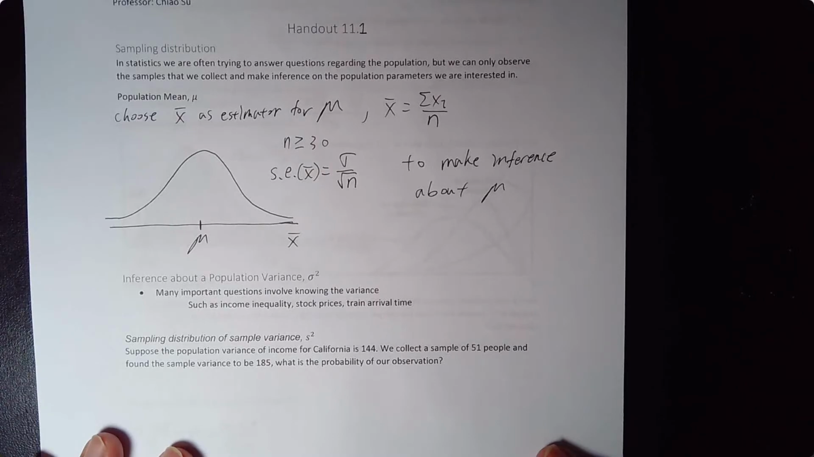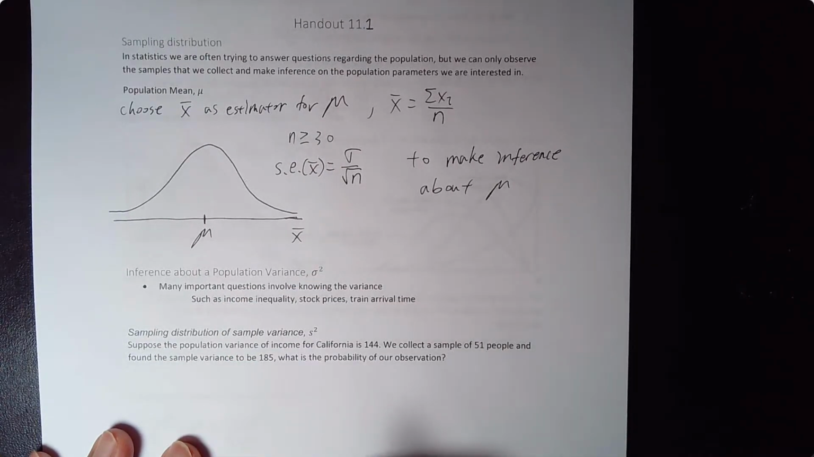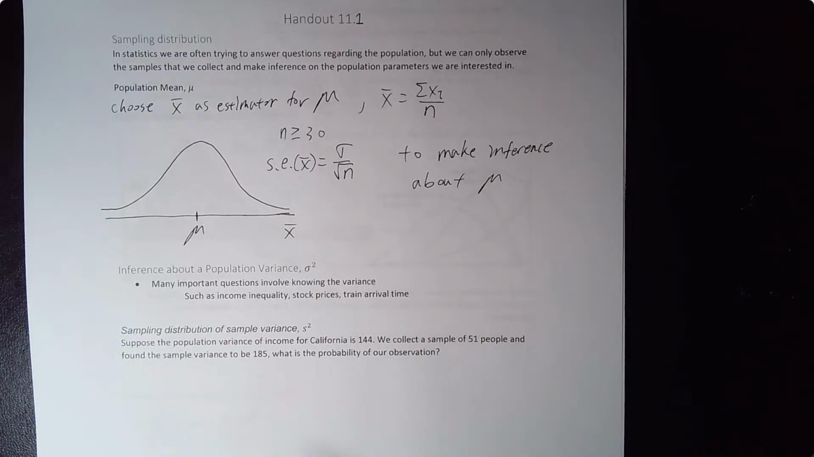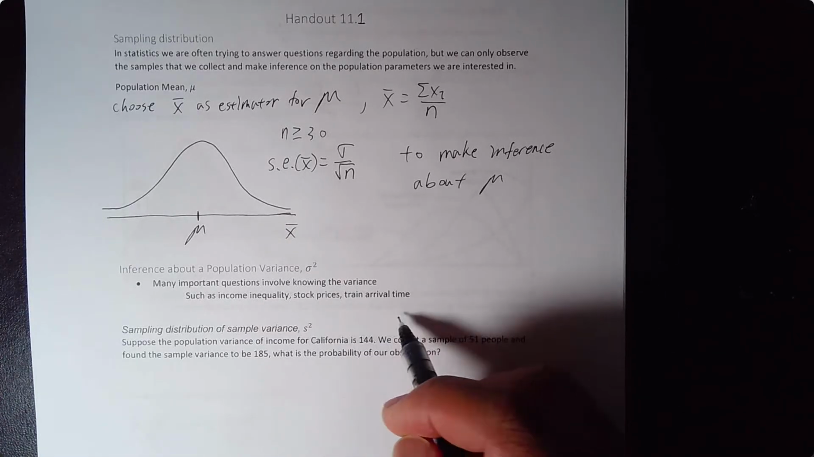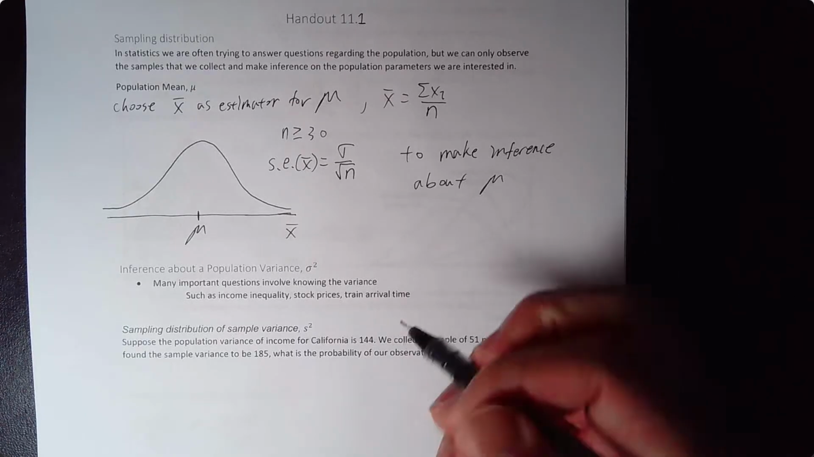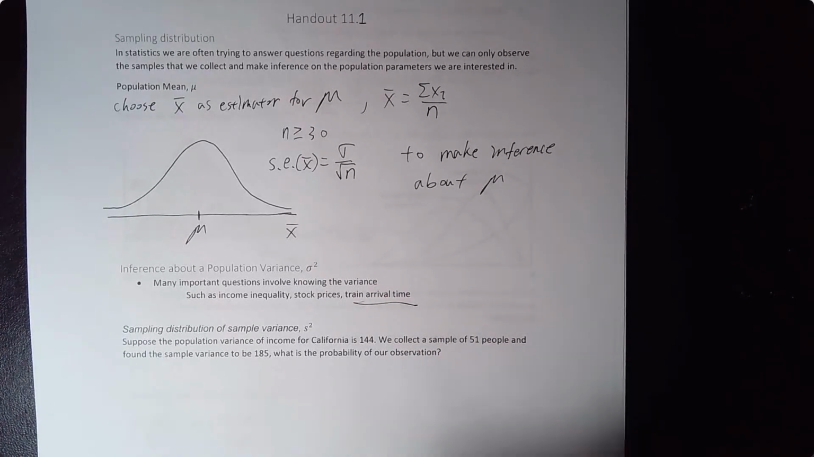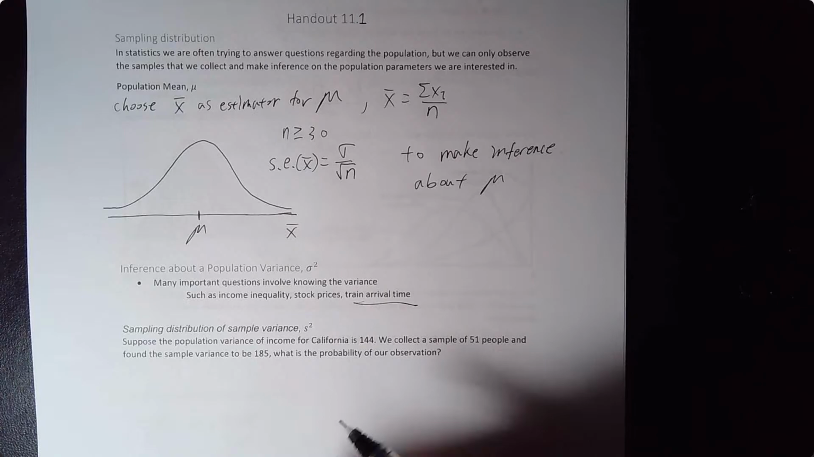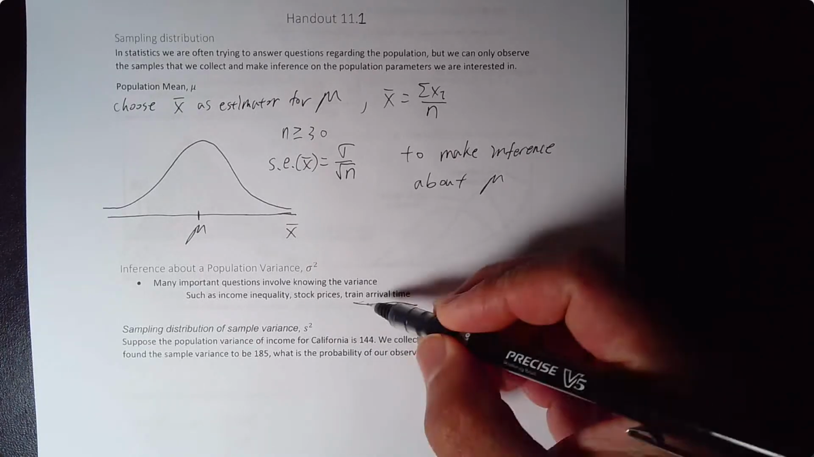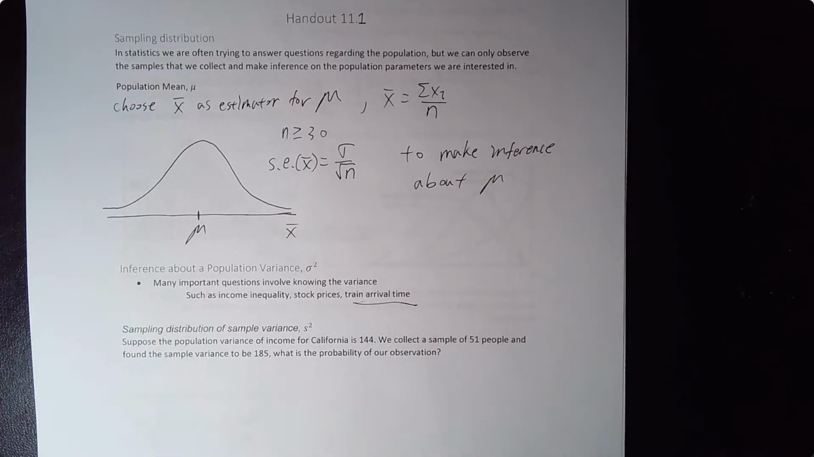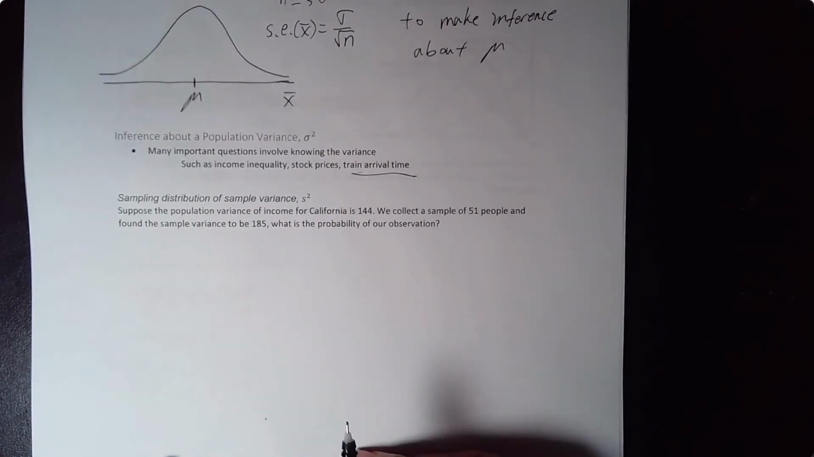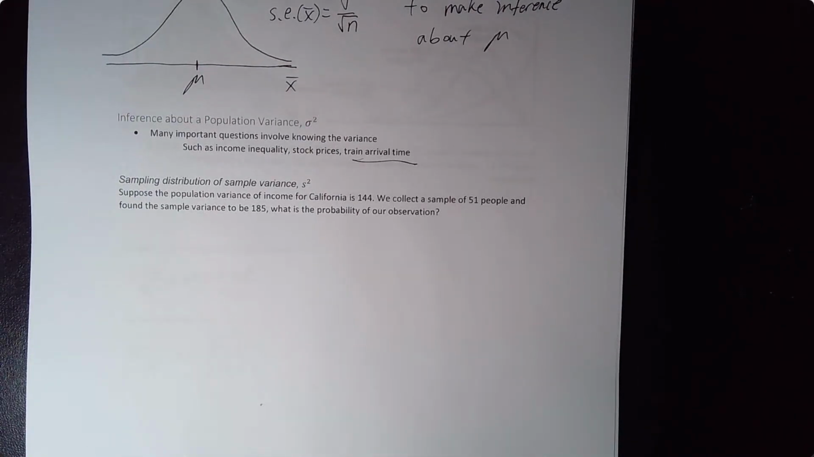Now, another population parameter that we like to make inference on is the population variance. Often this is actually more interesting than just the mean. Things like income inequality, stock prices, train arrival time. For example, with train arrival time, what we care a lot about is, is the train on time? Is there going to be a lot of variance between the train arrival times? Or income inequality. So to do this, we will need the sampling distribution of the sample variance.